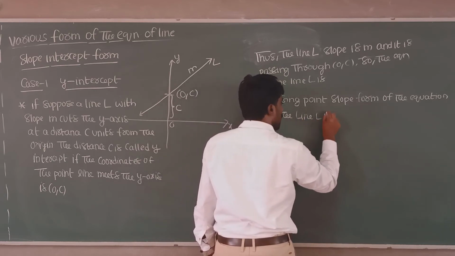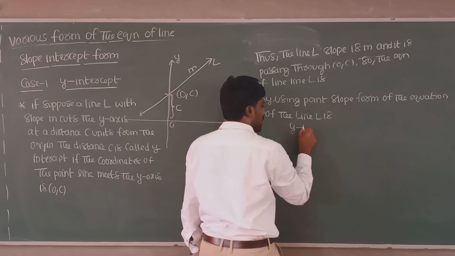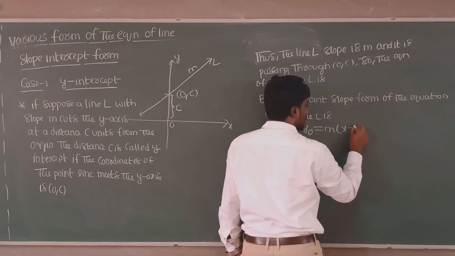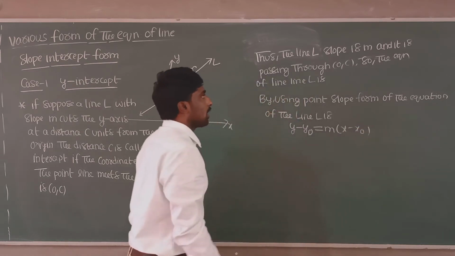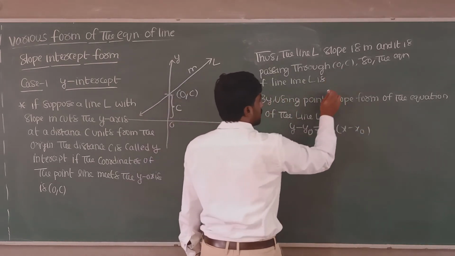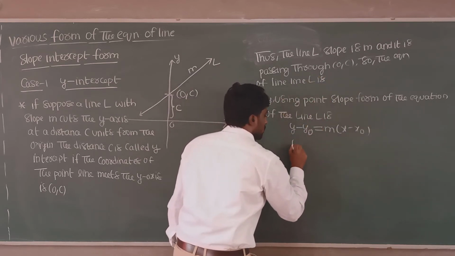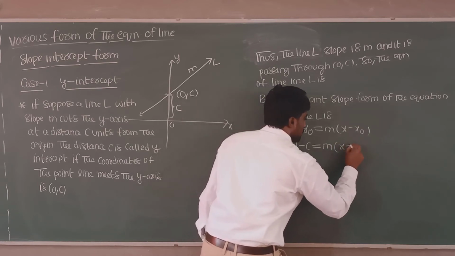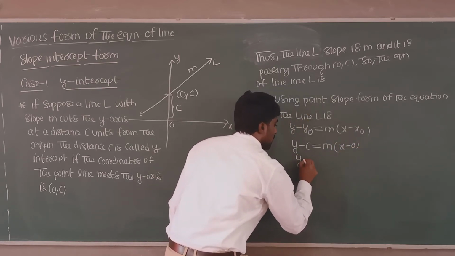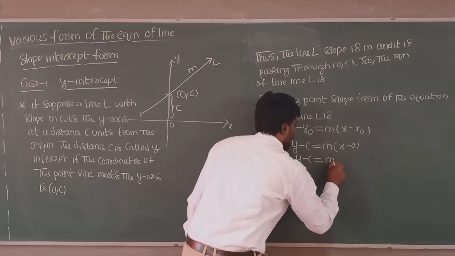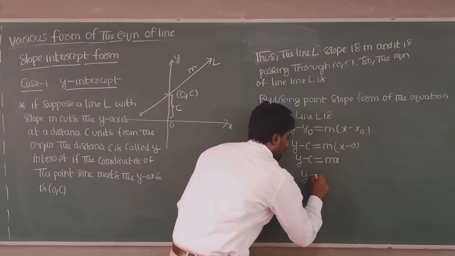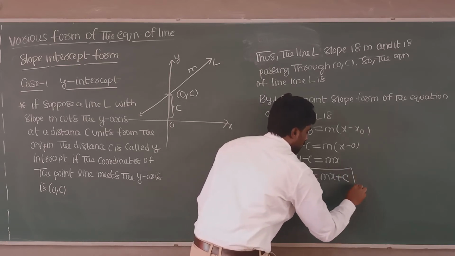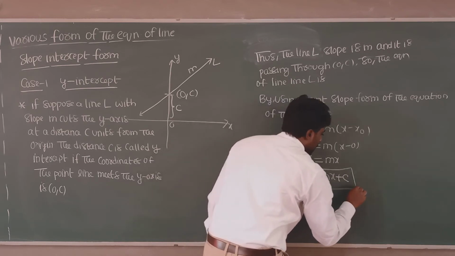So what is the equation here? y minus y naught equal to m into x minus x naught. Here x naught, y naught is (0, c), and the line slope is m. So y minus c equal to m into x minus 0. This becomes y minus c equal to mx. So this equation will be y equal to mx plus c. This is the y-intercept form of a straight line.